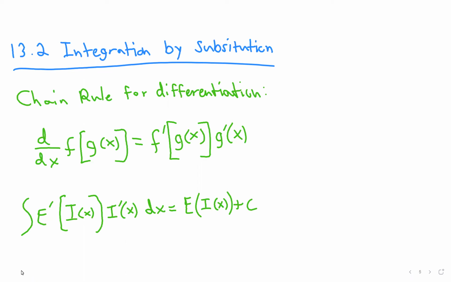Now this form of the chain rule can be drawn into the integration by substitution concept by taking the integral of both sides of this relation. So if you take the integral of f prime of g of x times g prime of x dx, the result is f of g of x plus c as the antiderivative of that integral.